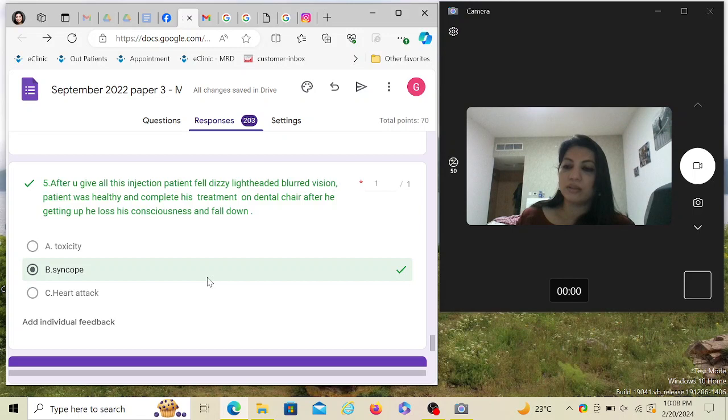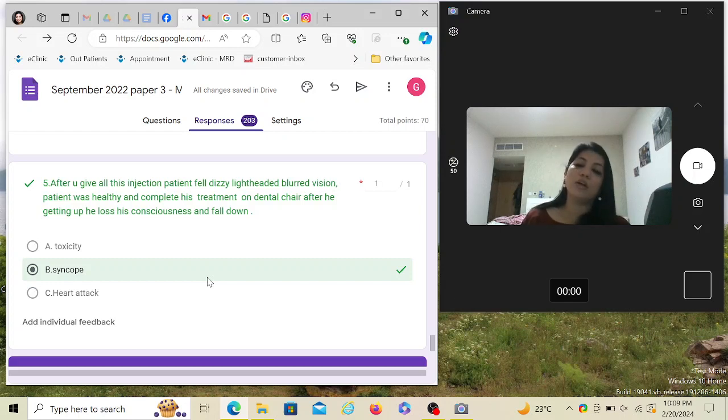I think a part of this question is missing. It should also have mentioned that the patient then recovered soon after that, because the options that I could get from the candidates were toxicity, syncope, or heart attack. Now, in heart attack, there has to be some radiating pain or some history in the main question, which should have been mentioned but was not. So that won't be my priority. Toxicity to LA will not result immediately in loss of consciousness. It can result in irritability, tachycardia, a lot of talking, palpitations, etc.